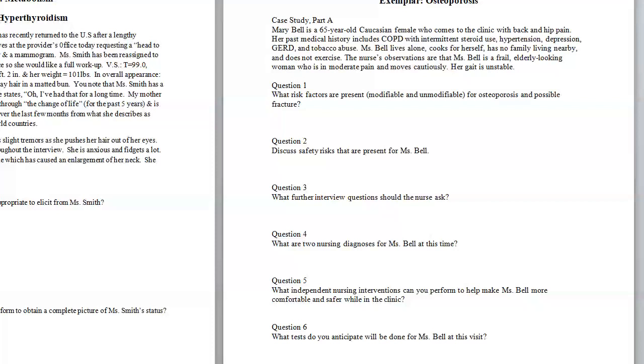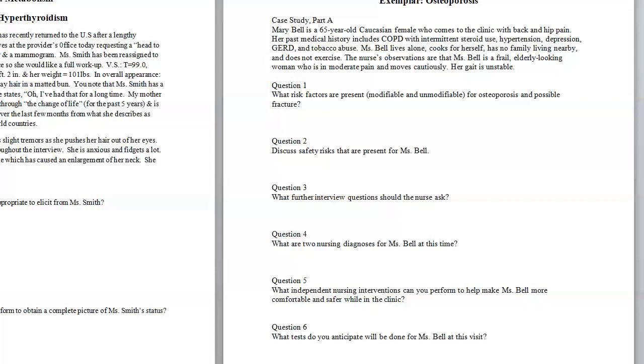All right, question 5. What independent nursing interventions can you perform to help make Miss Bell more comfortable and safer while in the clinic? Obviously, to help with her pain, we can offer a chair that is more comfortable, offer pillows to support her areas of pain, and offer a heat source. And to help her with ambulation, to keep her safer, really suggest that she does use a walker or a cane as well.